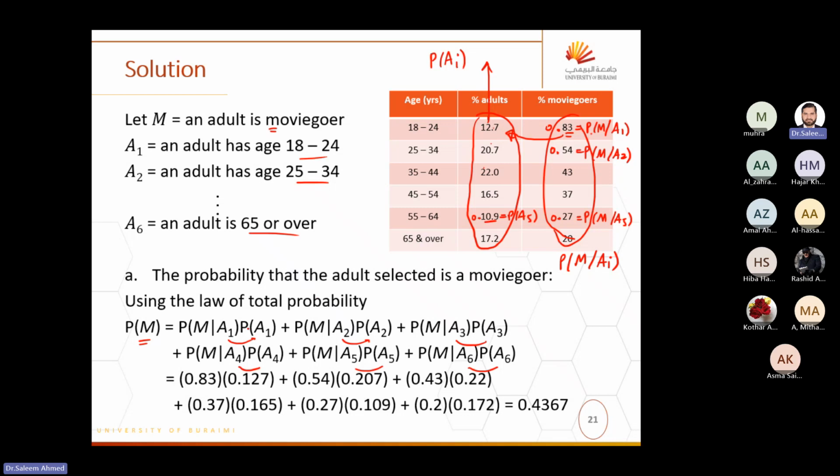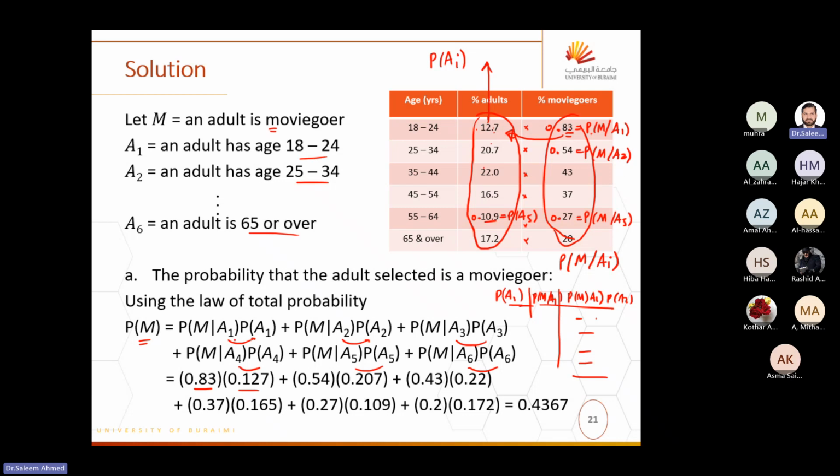So we can now put the values. M given A1 was 0.83. A1 was 0.127. You see, 0.127. So you are multiplying basically A1 into M given A1, and plus. You can multiply these two columns and then add. Basically, this is the sum. In the second column we have probability of AI, third column probability of M given AI. So here I can multiply M given AI into probability of AI. So we can multiply here 6 entries and add.